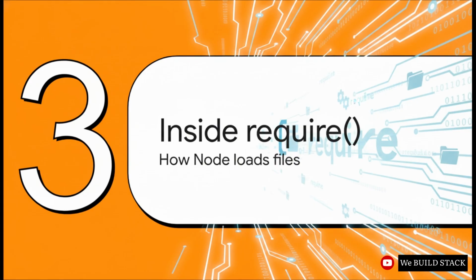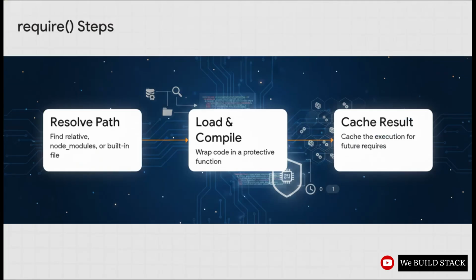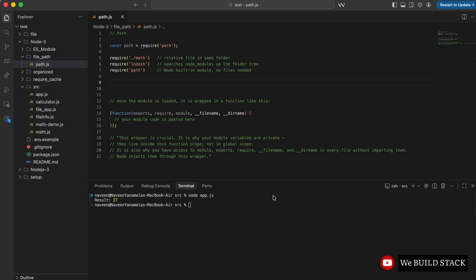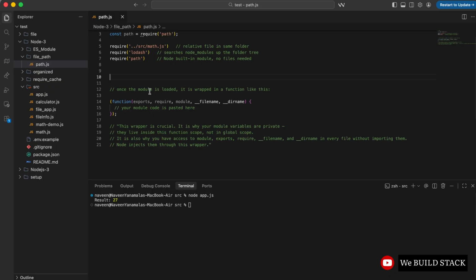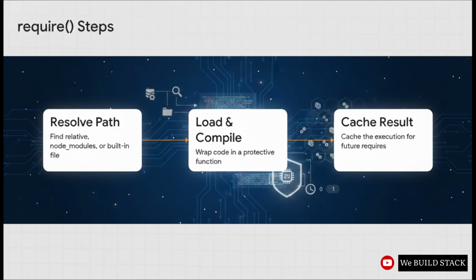All right, moving into the internal mechanics, let's look inside the require engine and see how Node actually loads these files under the hood. So here's the crucial thing. Node does a very precise 3-step dance when you call require. Step 1, it resolves the path based on its prefix. So it checks if it's a relative path, a package living in node_modules, or maybe a built-in Node module. Step 2, it loads and compiles the code by wrapping it in a protective function. And step 3, and this is a big one, it caches the execution.